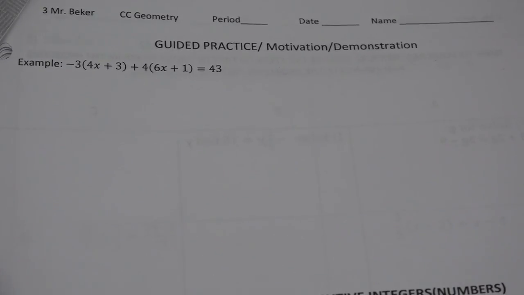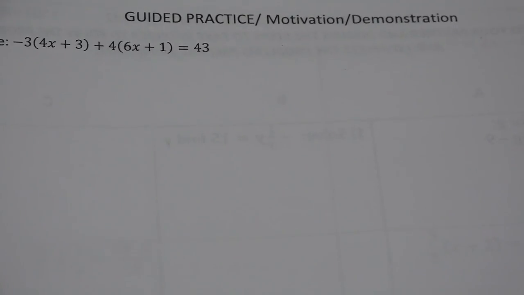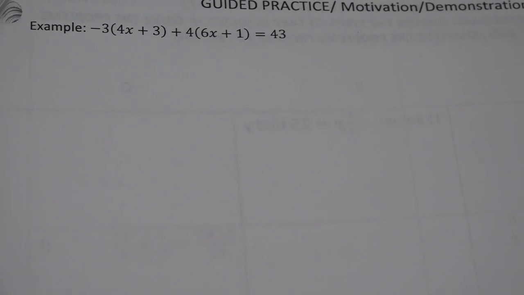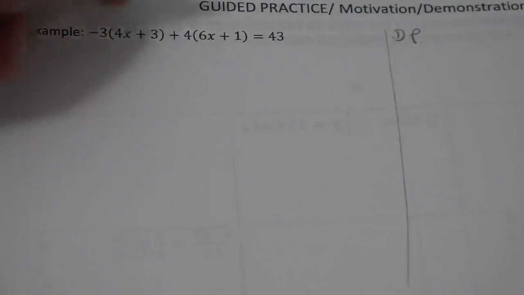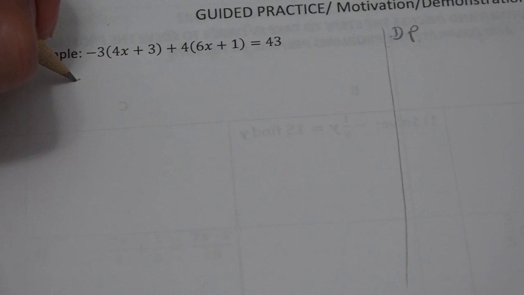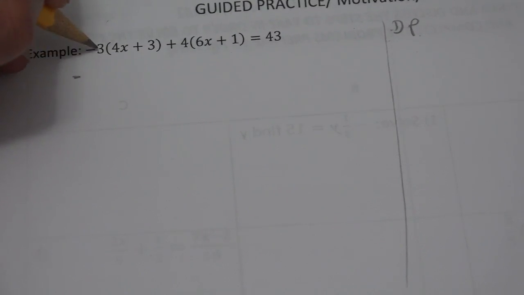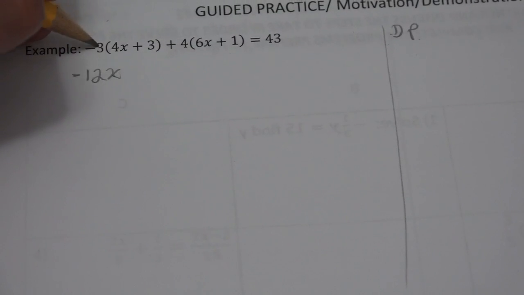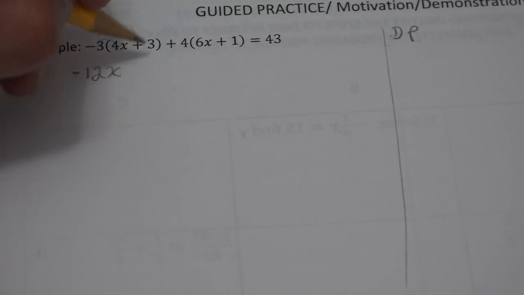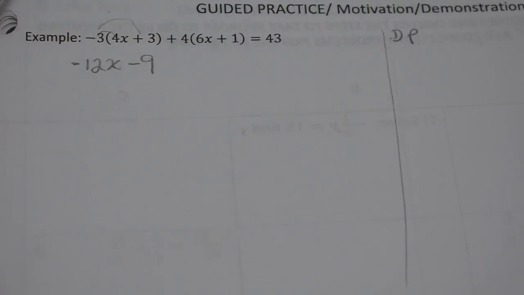All right. Here we go. Here you have your first equation. So what am I going to do? Well, to solve it, I'm going to ask myself, do I have distributive property? That's the first thing. And I definitely do. So I'm going to use my distributive property. So negative 3 times 4x is negative 12x. Okay? Then negative 3 times positive 3 is negative 9.